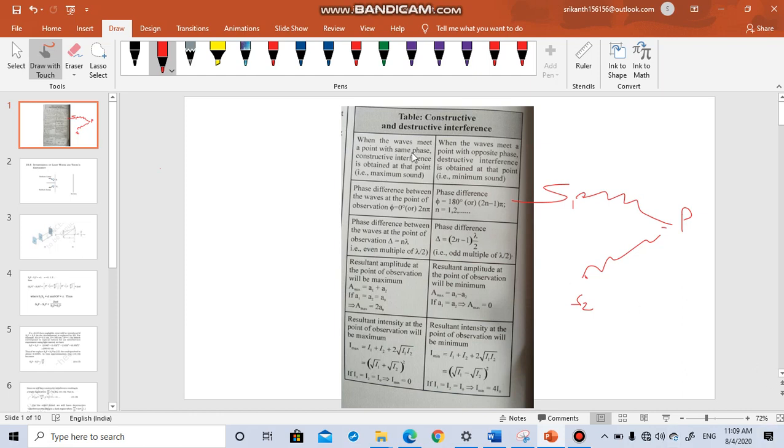So in constructive interference, what happens? Maximum brightness or maximum sound will come. In destructive, it will be minimum sound. The next 2 points talk about the phase difference. When the phase difference is an even multiple of pi, it is constructive interference. When it is an odd multiple of pi, it is destructive interference.